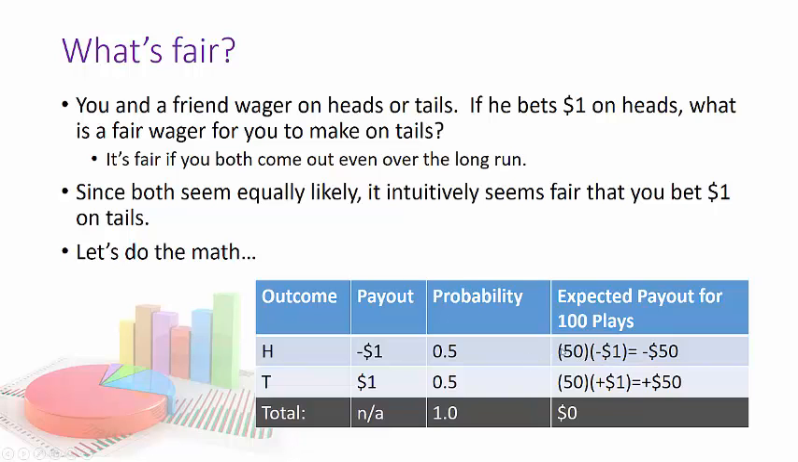Well, you'd expect to lose half of those 100 plays, so you'd lose $50 on half of them. And you would expect to win half the plays, and you expect to win $50 on half of them. So you would have what's called an expected outcome of $0. And that's a fair game because you might come out ahead, you might not.